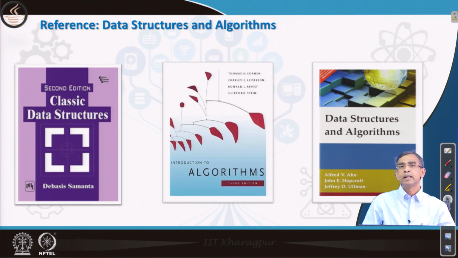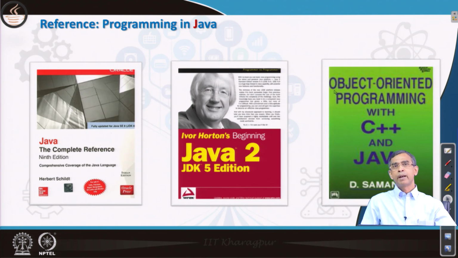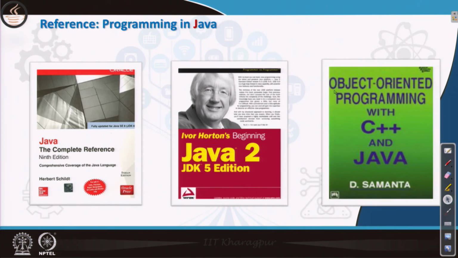These are the 3 very good books in the field of data structures that you can follow. All books are available in Indian reprint. And for programming in Java, there is obviously a very good book called the Bible of Programming. This is called Java: The Complete Reference, written by Herbert Schildt. Apart from Herbert Schildt, there is another book written by Ivor Horton. It also has a good coverage of different programming aspects.